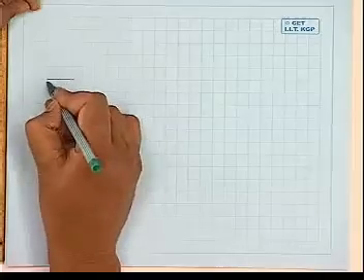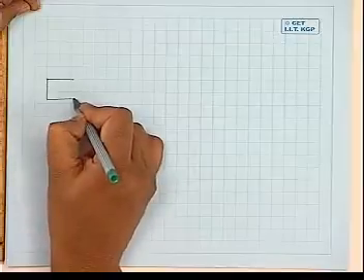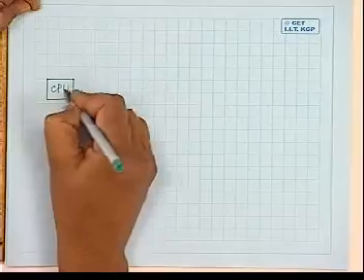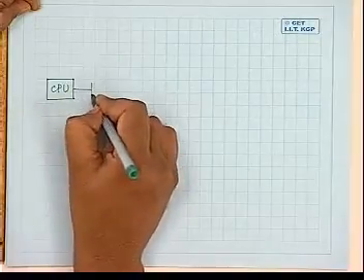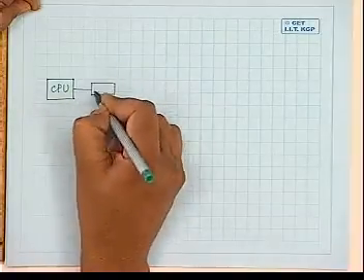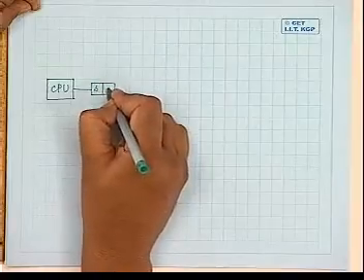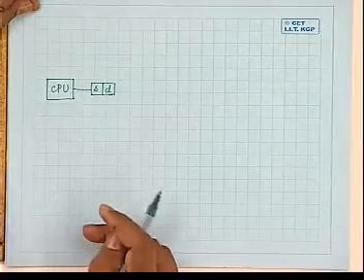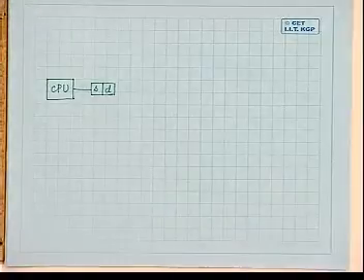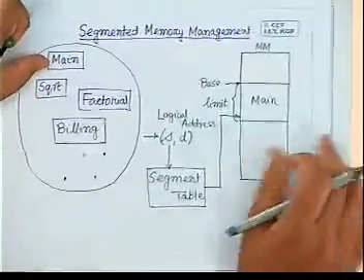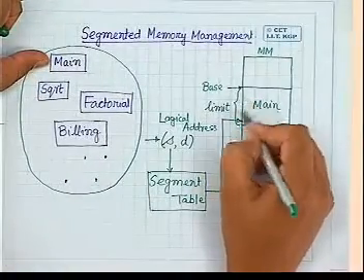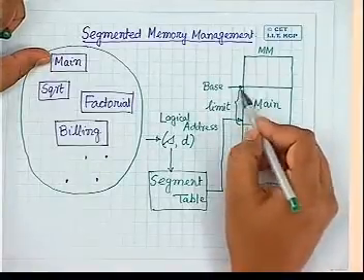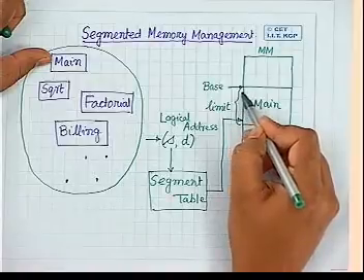The CPU generates an address. The address is a two component address S and D, where S is the segment number and D is the offset within the segment. And as I said, for every segment I will have a base address and a limit when the segment is loaded in the main memory. And it is quite obvious that the offset within the segment cannot exceed the limit.